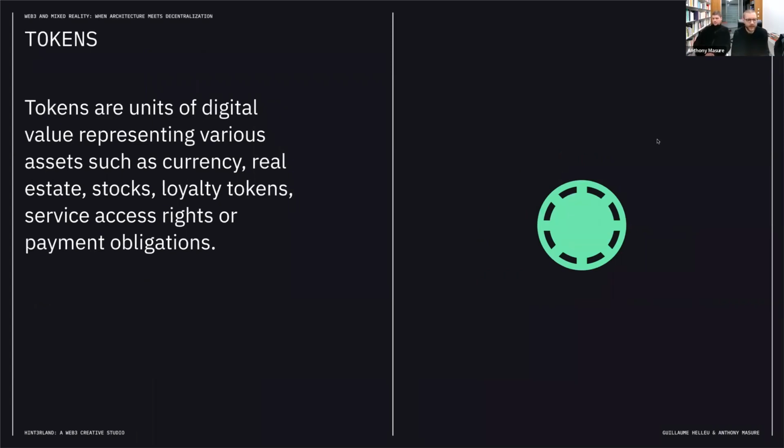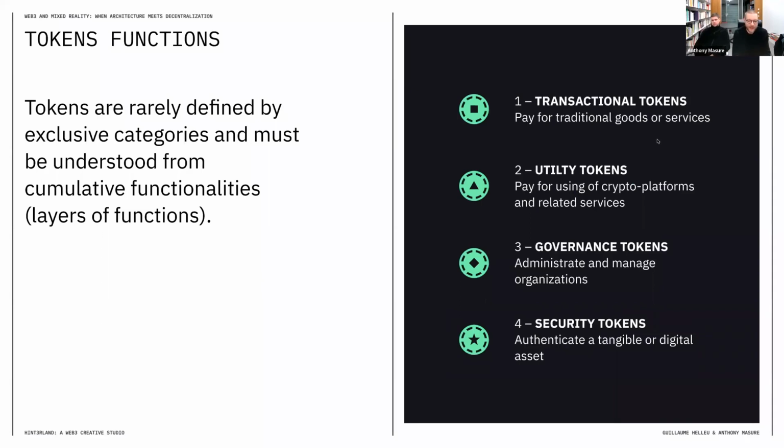So the first brick is the tokens. Tokens are units of digital value, and they can be a lot of things, such as currency, real estate, stocks, loyalty programs, and so on. So you can invent your own economic system, to be short. It's a little bit complicated because there are a lot of functions related to blockchains. They are not exclusive of each other. For example, you can have a token that is both a work of art and a property title for a flat in Geneva or in Beijing. So this is very huge.